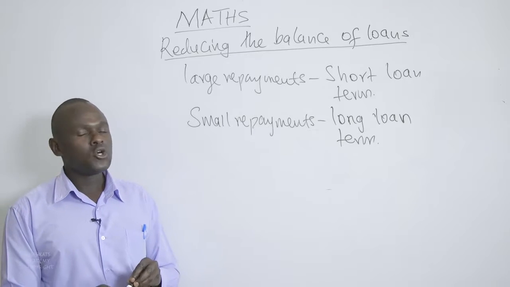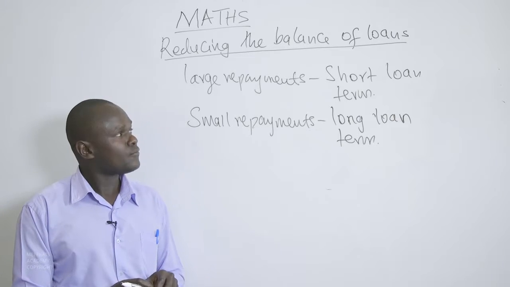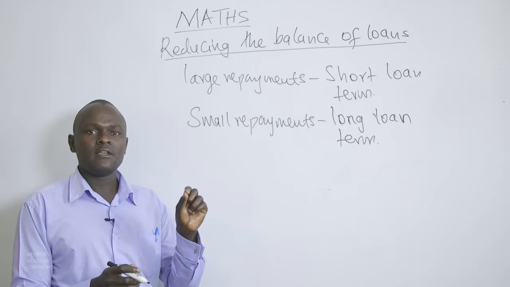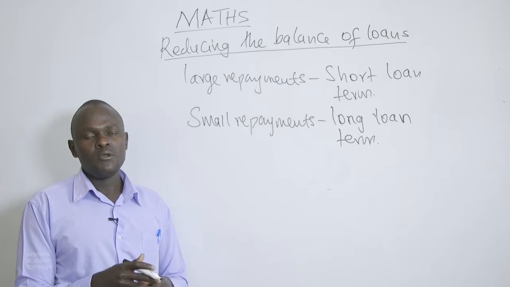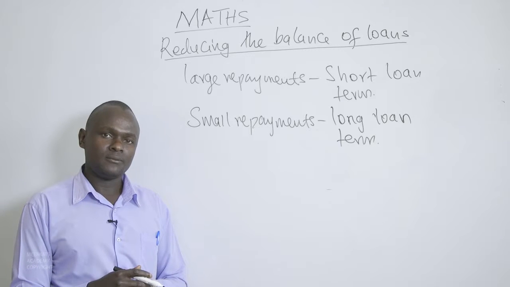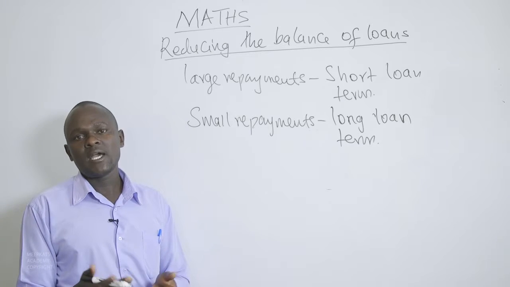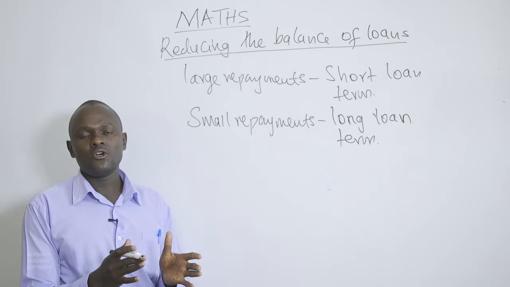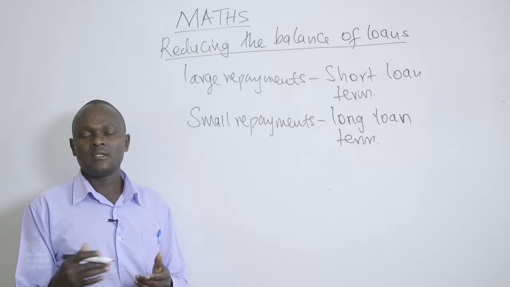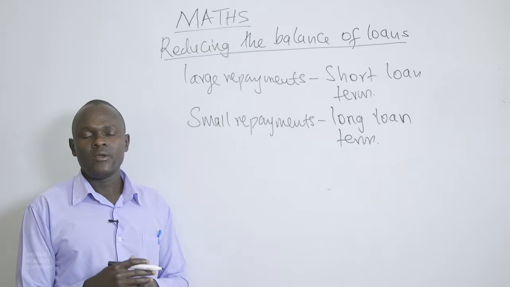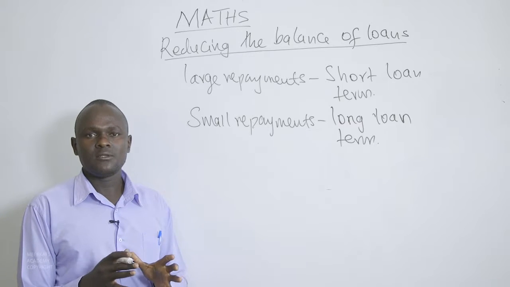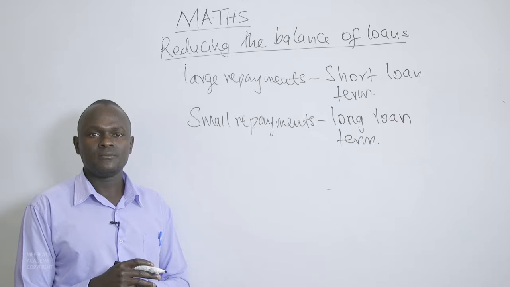In this lesson, we also want to look at how we determine the balance of a loan at a given time t. Because we know that loans are repaid monthly, are we able to determine the balance of a given loan at the end of the first month, at the end of the second month, at the end of the third month, in that order up to the last month? That is what we want to look at in this lesson.